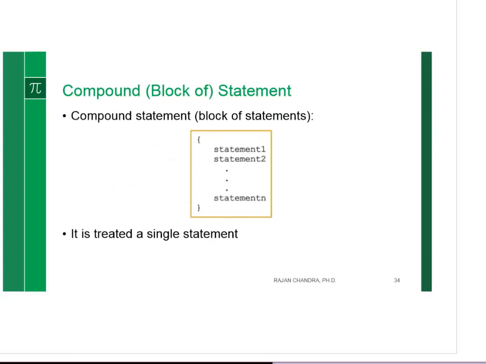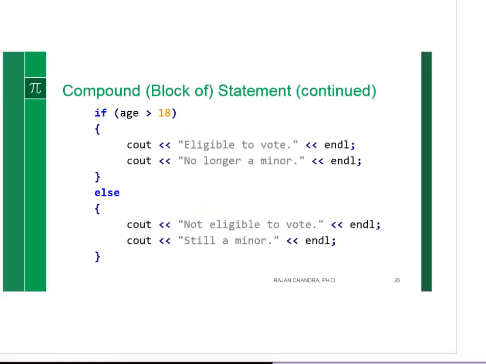And I did mention about compound statement. They are bracketed by curly left braces and right braces. For example, here, if your age is over 18, you are not a minor, you are eligible to vote. Otherwise, you must be a minor and you cannot vote.